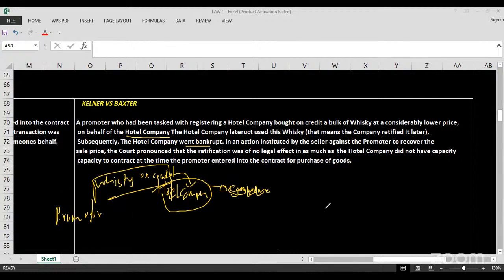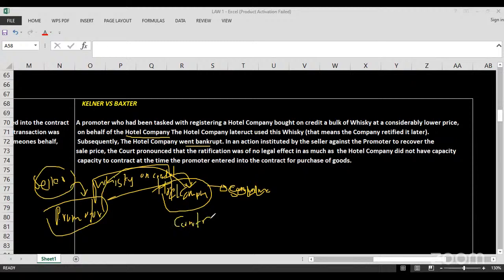The court is telling that a ratification was of no legal effect inasmuch as the hotel company did not have the capacity to make the contract at the time the promoter entered into the contract for purchase of goods. And he's a promoter now. He has bought whiskey from another person, from a seller. Now this seller has given the whiskey to this promoter. This promoter has sold it to who? For this hotel company.